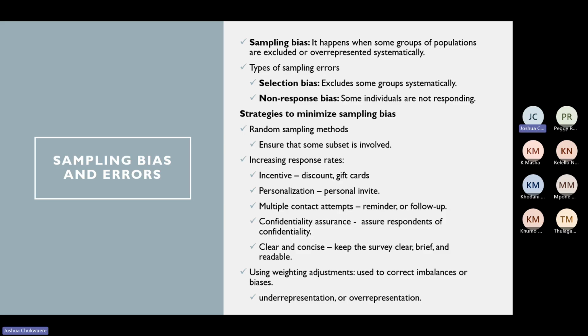Okay, the strategy to minimize this sampling bias is what? The random sampling method. Why is the random sampling method one of the ways to minimize this bias? It ensures that subsets are involved, meaning that because you have a larger pool of people to involve, there's no way all of them will turn you down. Okay, increase your response rate.